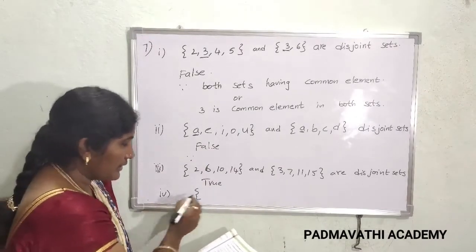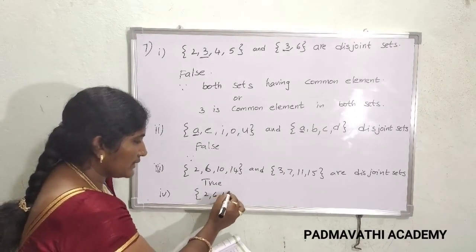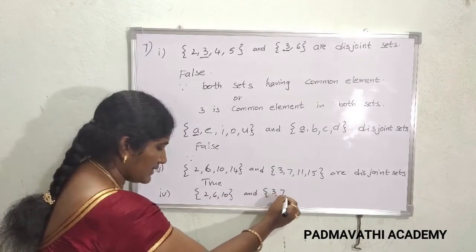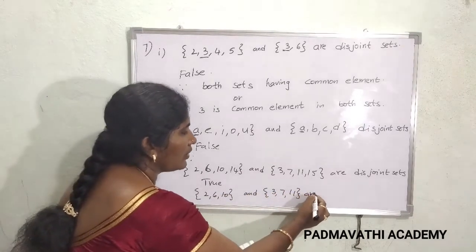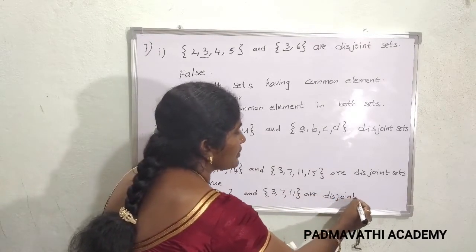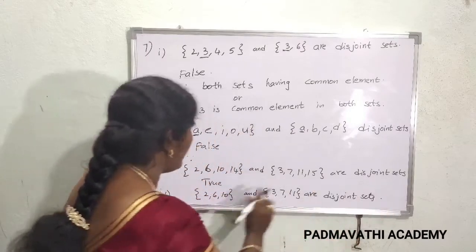Coming to the last question, they gave two sets: 2, 6, 10 and 3, 7, 11 are disjoint sets. Yes, this is also correct since there are no common elements.